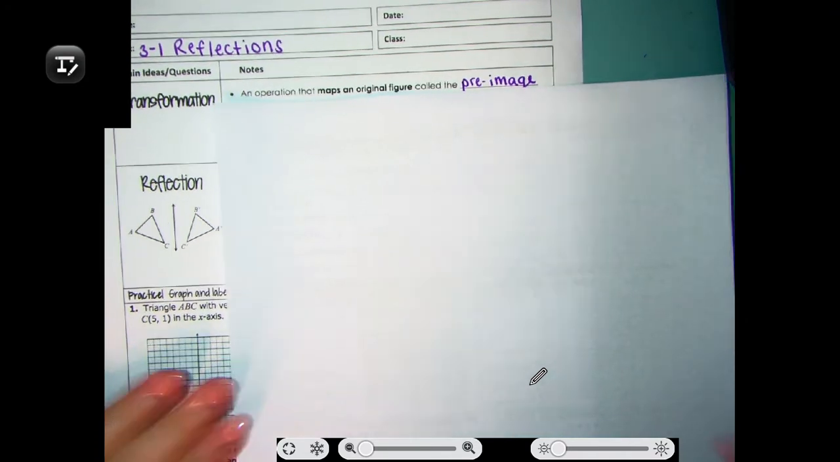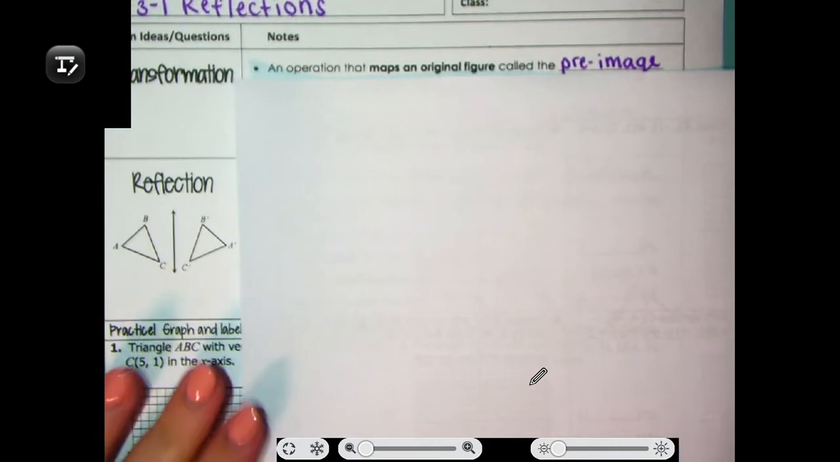So an operation that maps an original figure called the pre-image, so the first figure, onto a new figure called the image. So basically we have the pre-image, the before, and then the image is the after, and we change it in some way.